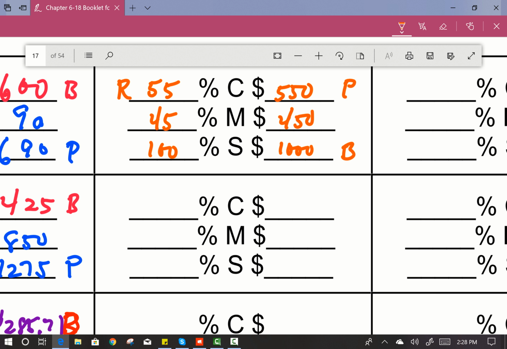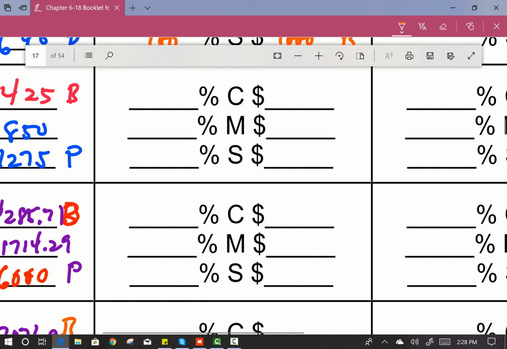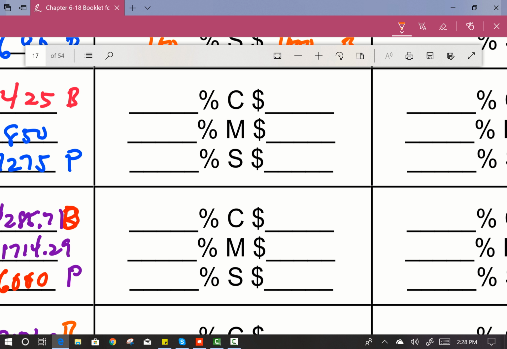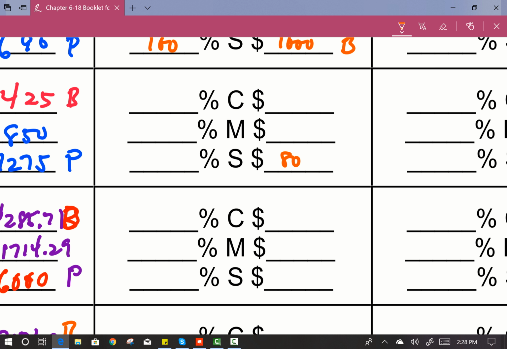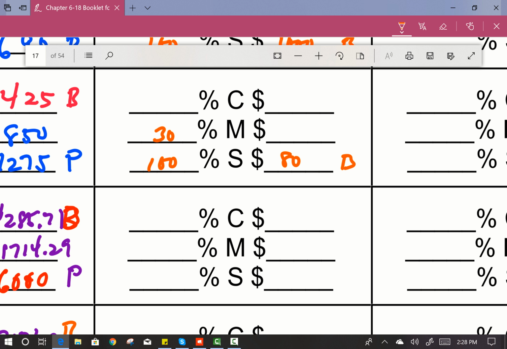Okay, let's go ahead and take a look at the next one. Number 8 is the Canon scanner has a selling price of $80, and it has a markup percent of 30% on the selling price. So selling price is 100%, which makes the selling price the base.